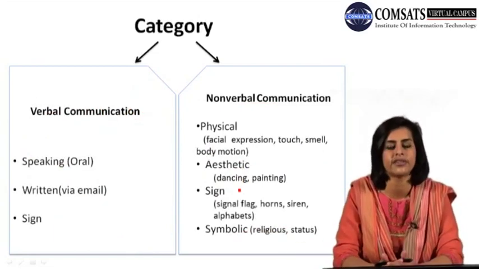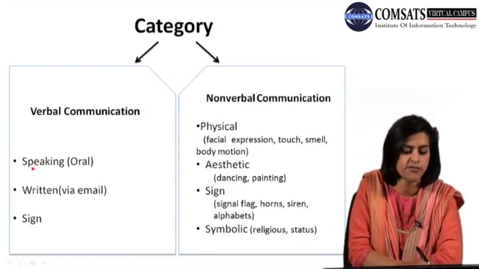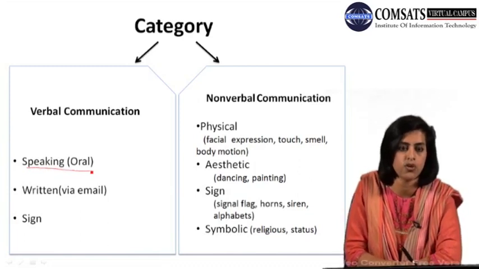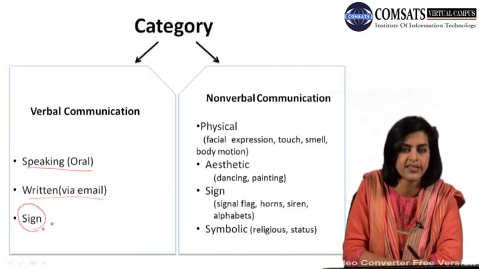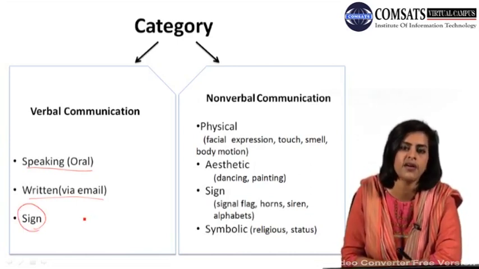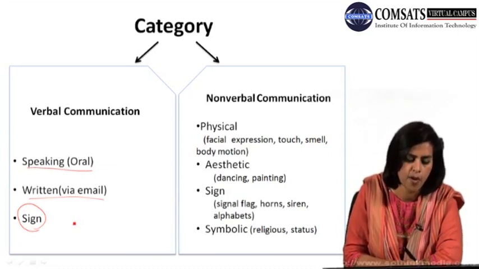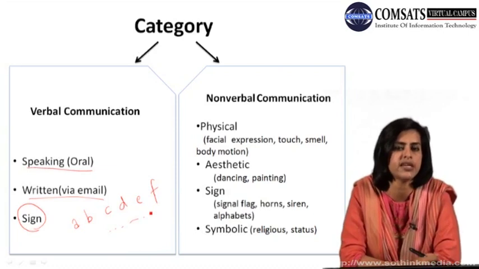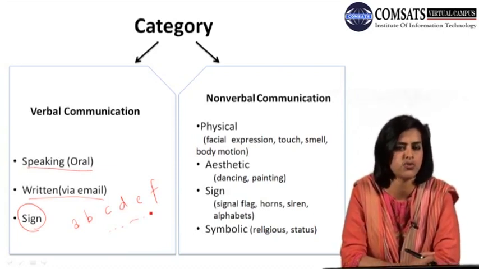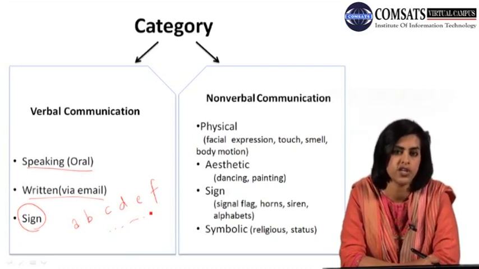Now let's try to categorize them, and let's see in which category they fall. Verbal communication falls under the category of speaking or oral. It can also be available in written form or via email. And the third thing is the sign. Now this sign is the sign or the symbol that can occur in the form of A, B, C, D, E or F, and so on. So all the alphabet in the English language or any other language, which are signs that possess a sound, are known as verbal communication.